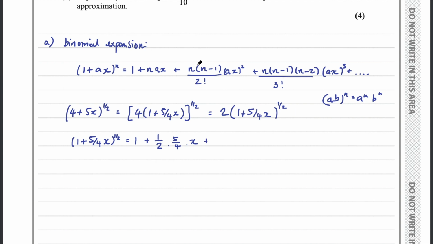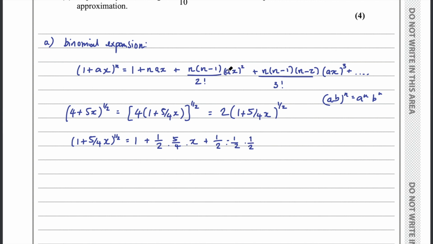Next, we've got n, which is a half, multiplied by n take 1. Half take 1 is minus a half. And this is divided by 2 factorial. 2 factorial is just 2, so dividing by 2 is the same as multiplying by a half, so I'm just going to write that as multiplied by a half instead of dividing by 2 there.